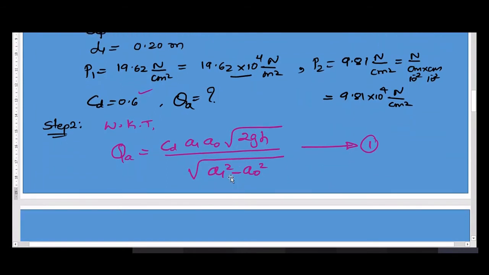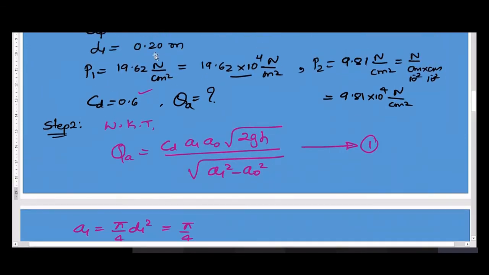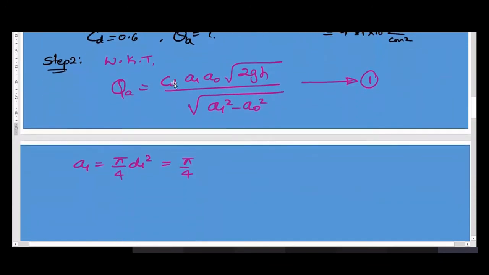Now we'll go to calculating the unknowns. First I will calculate A1. So A1 is equal to pi by 4 D1 square. D1 is the diameter of the pipe or diameter of the inlet of the meter. So pi by 4, what is the value of D1? We are given 0.20, that you substitute here.